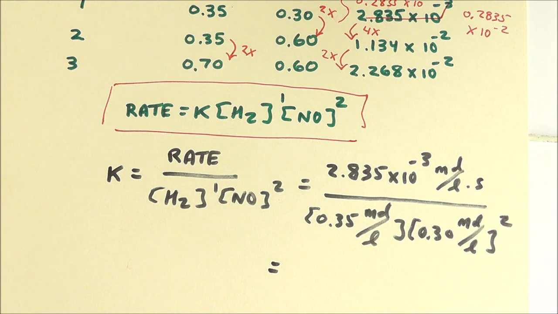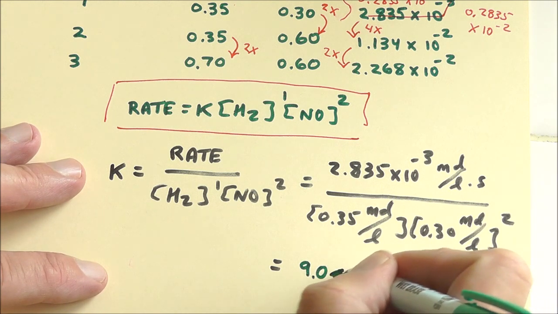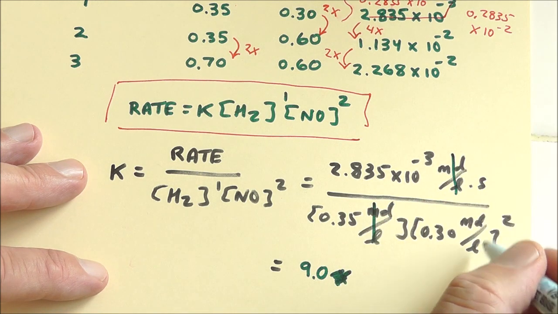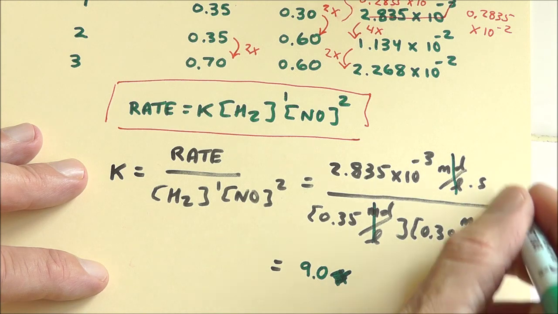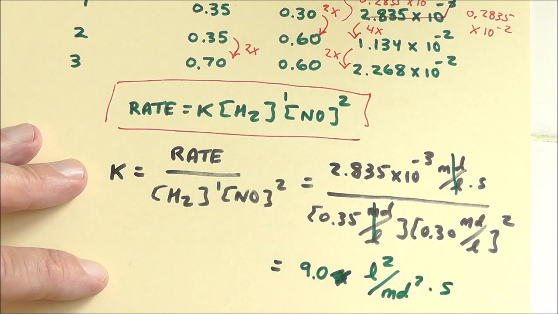Oh, by the way, the units would be different, but let's get a number first. So 2.835 times 10 to the minus 3 divided by 0.35 to the first power, divided by 0.03, divided by 0.03 again because it's squared, equals 9. So this would be the rate constant's value is 9.0, just 9.0 is what I got. The units would be, those moles per liter cancel, but it would actually be seconds in the denominator here, but then this goes up into the numerator, so it would be liters squared, moles squared per second.